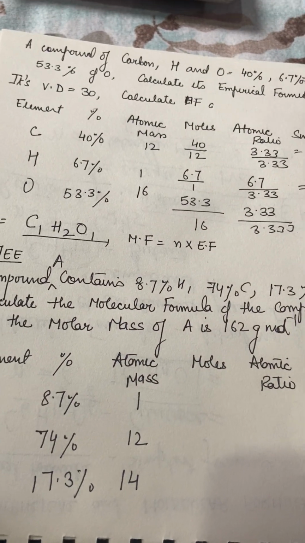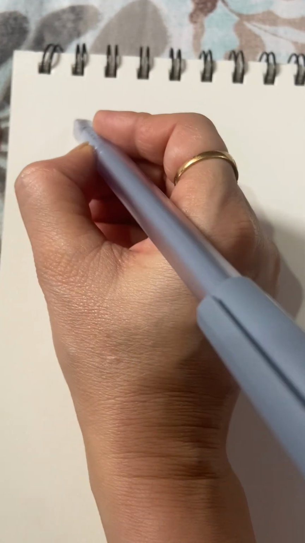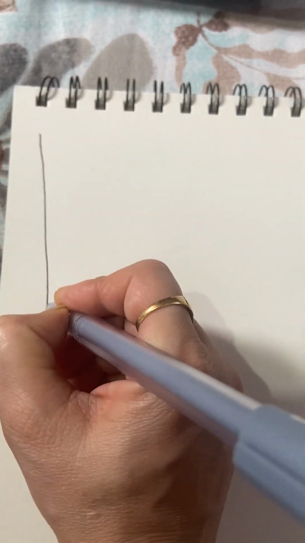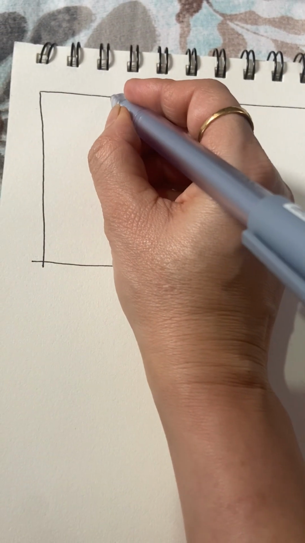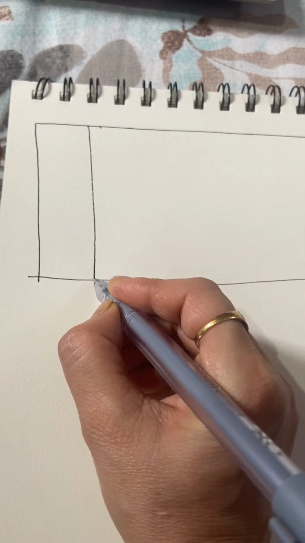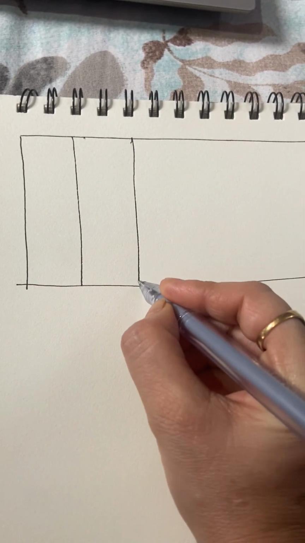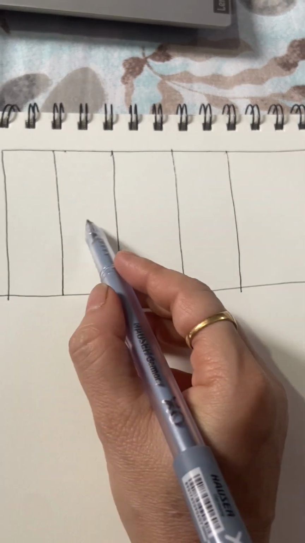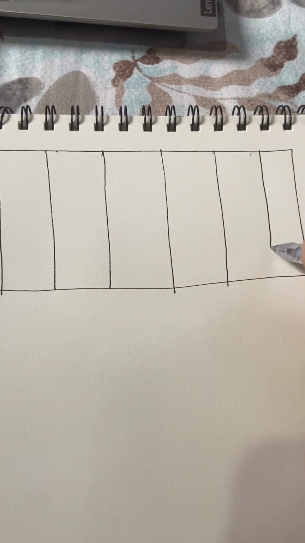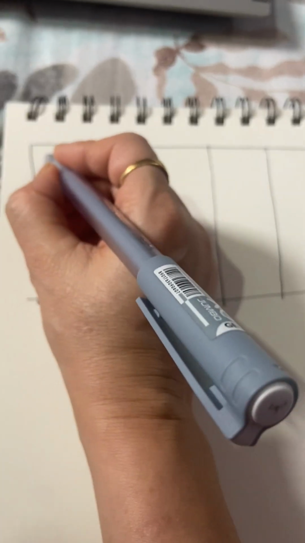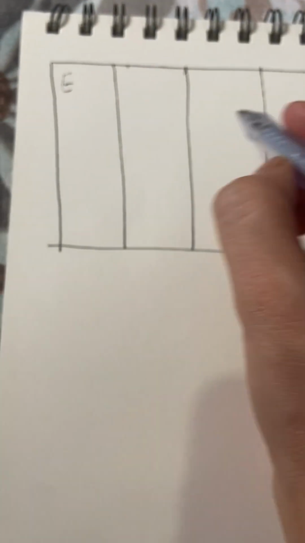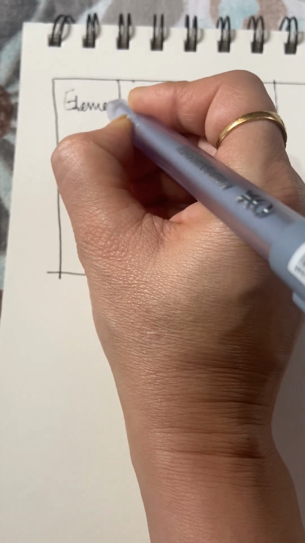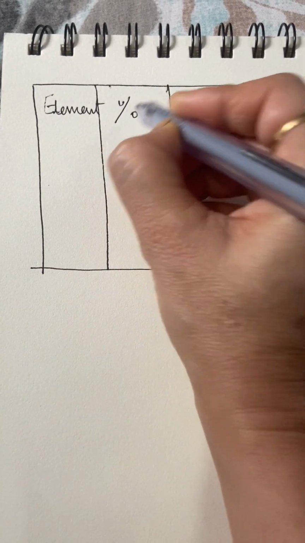But before going to the numericals, whenever you are solving a numerical, you have to make one table like this. This table is very important. It will comprise 6 columns: 1, 2, 3, 4, 5 and 6. Now let's see what these 6 are. The first will be your element. The second will be percentage composition.